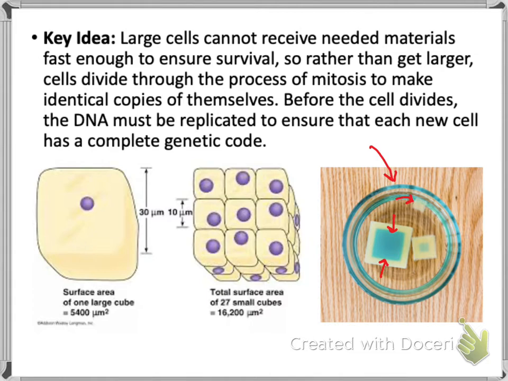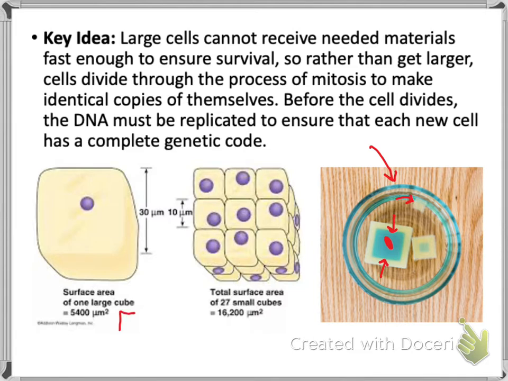However, the large cell, you can see, did not have complete diffusion, and only the edges turned. So if this was an actual cell, the nucleus wouldn't receive the materials it needs to survive. So smaller cells receive materials faster. We can also see that here with these cubes.